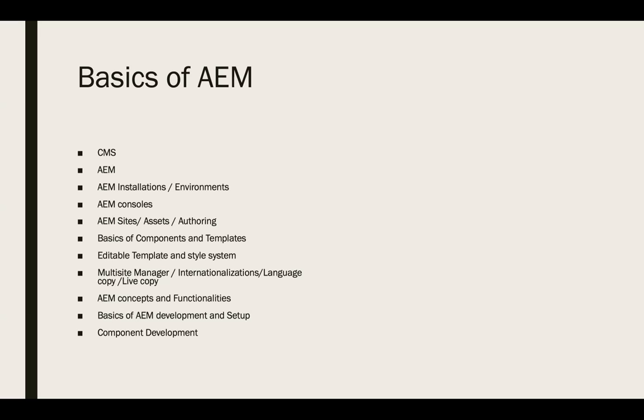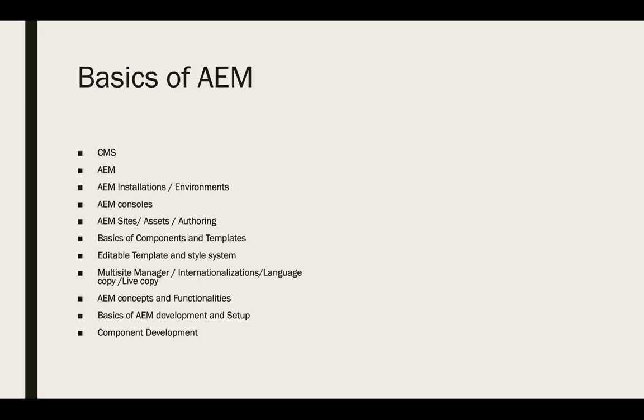Some of the basic concepts that we will look at in this course, or in the next couple of days, are: what is a content management system and what is AEM, how to install AEM, and what the different environments are that we work with. With AEM, everything is about understanding the AEM constructs, like AEM consoles. There are various consoles that you work with: AEM sites, assets, and authoring. Authoring is not a console, but you will have to understand it. Even though you might be developers, authoring is important for you to test things out.